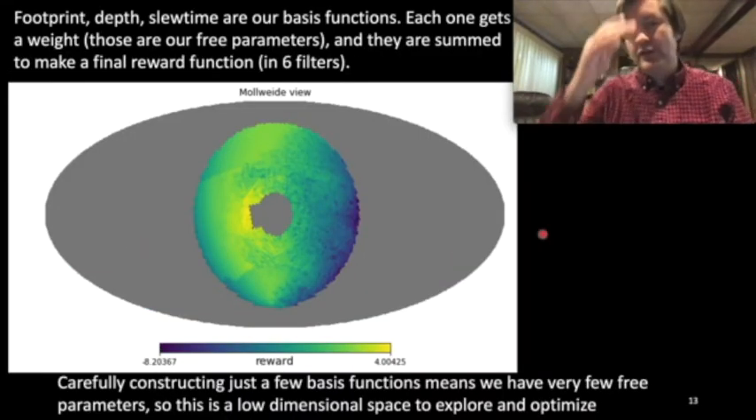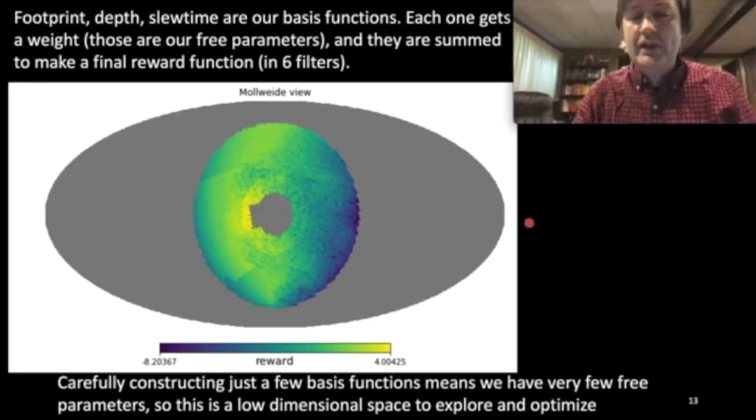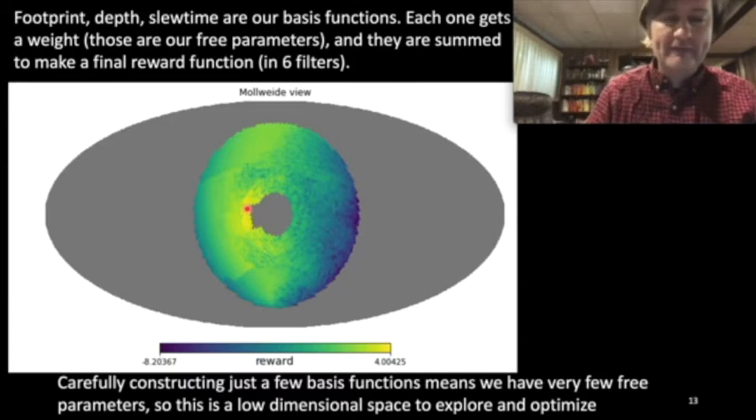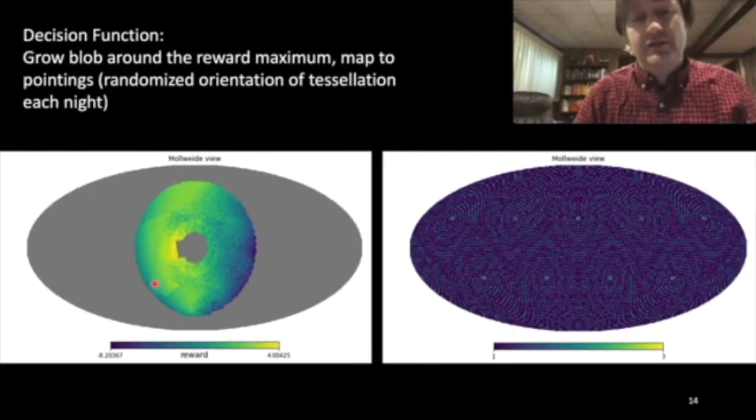So we sum all of those together with various weights on each one. Those weights are free parameters, so because we have very few basis functions, this is a low-dimensional space to explore and optimize. And you can see here's what our final reward function looks like. Over here at high air mass, where we've observed a lot already, it's very negative. And over here, where we're at low air mass and haven't observed, we have the maximum. So we can clearly see, this would be a good spot to observe. So this is our final reward function.